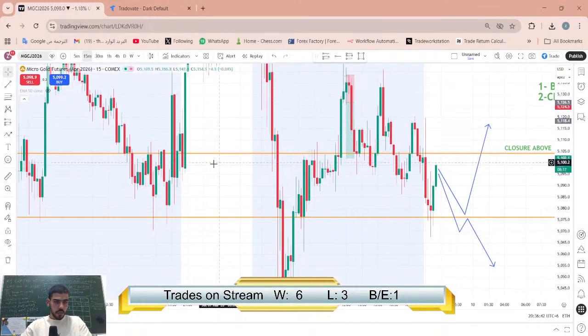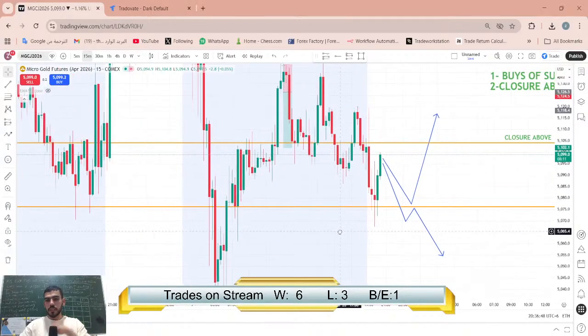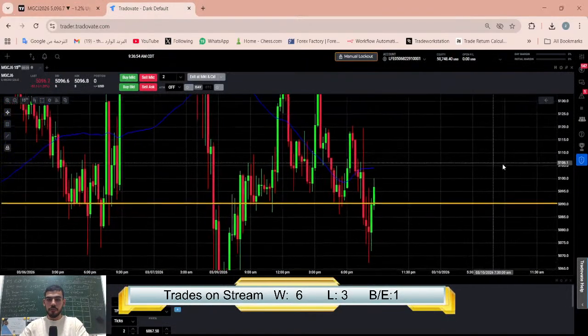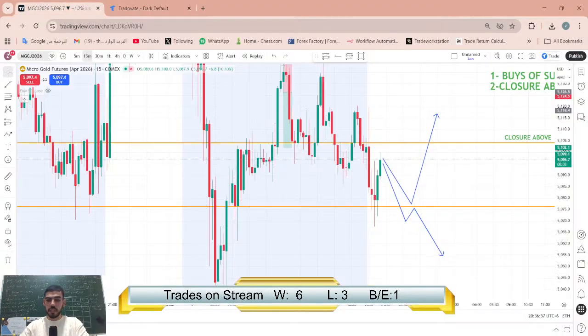I believe it will be good also. Look at this. You can see previously price closed and moved a little bit to the upside. It's very choppy. So when price is very choppy like this, it's better to wait for a confirmation. Better to wait for a confirmed setup and a confirmed entry.